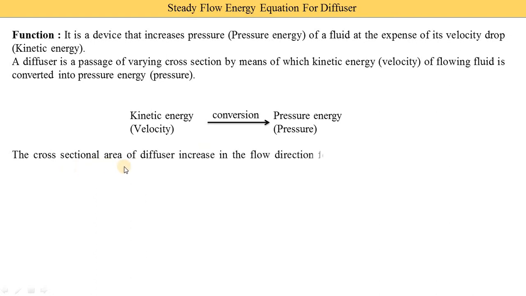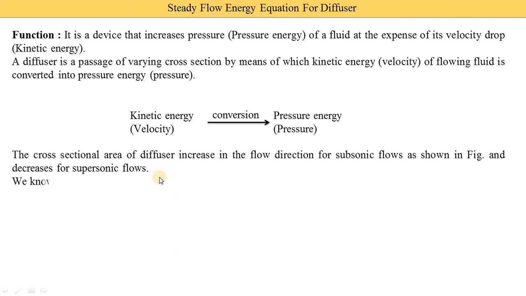The cross-sectional area of a diffuser increases in the flow direction for subsonic flow, as shown in the figure, and decreases for supersonic flow. There are two types of flow, subsonic and supersonic. In a subsonic flow the cross-sectional area of the diffuser increases: at the inlet the area is lower and at the outlet the area is higher. For a supersonic flow the area is reducing: at the inlet there is a high cross-sectional area and at the outlet a lower cross-sectional area.